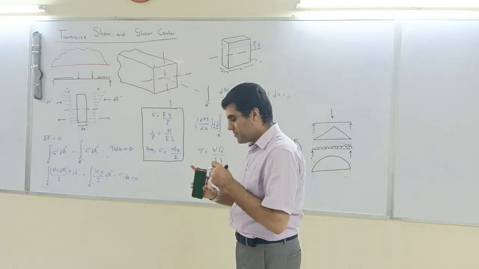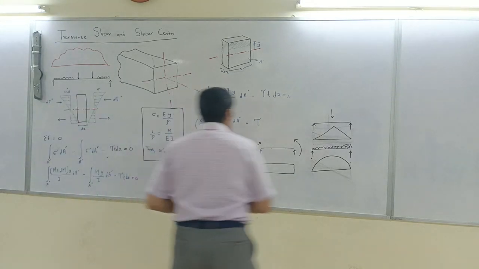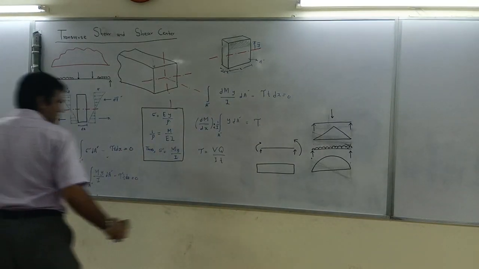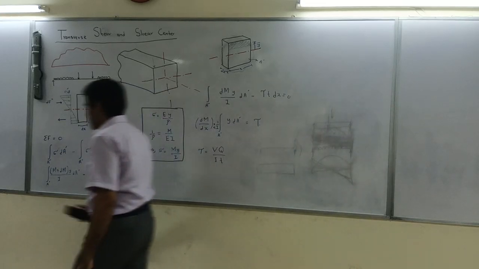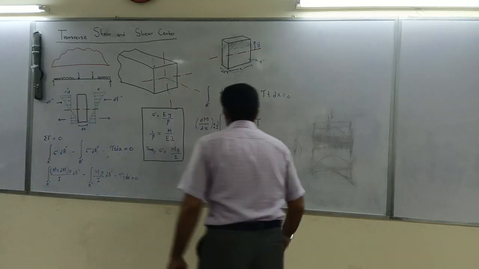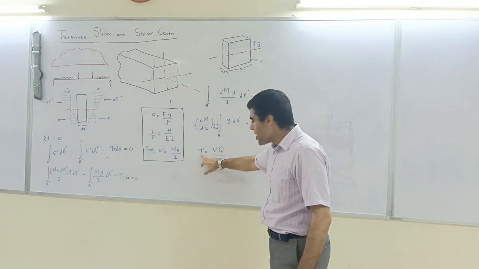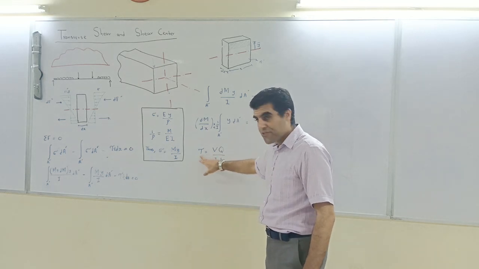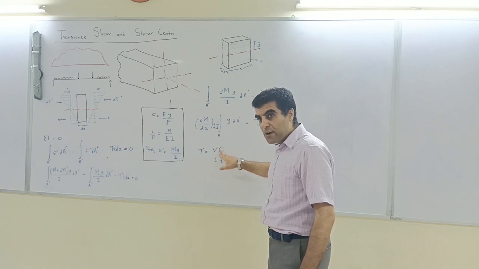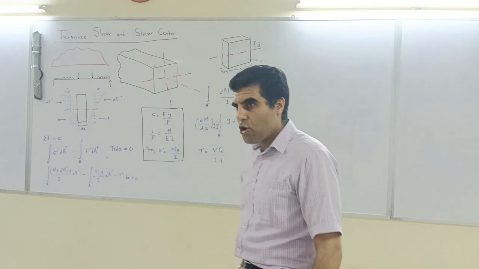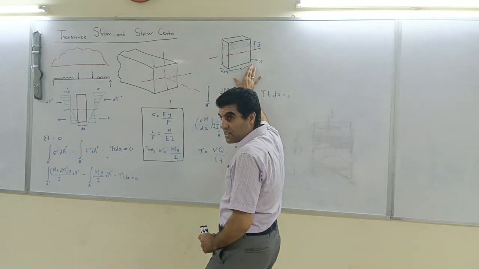This equation is telling us that the shear stress at any point in a beam is equal to shear times Q. Now Q is dependent on the cross section, divided by I and T. I is the moment of inertia of that cross section, and T is actually the width of the cross section.